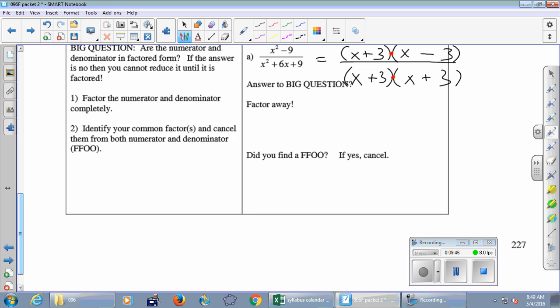And if you are in factored form, you are looking for foo-foos, fancy forms of 1, things that are exactly the same on top and bottom. What's exactly the same on top and bottom? The x plus 3, and you just cross them right off. And it might seem like we contradicted when we said you can't cancel when it's addition or subtraction, but it's not addition or subtraction, it's multiplication. The red dot there is multiplication.